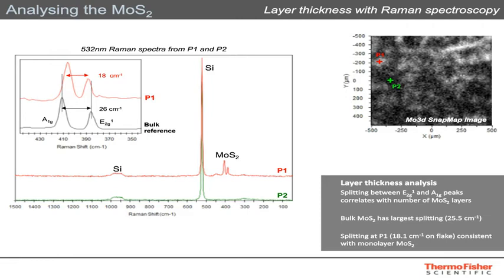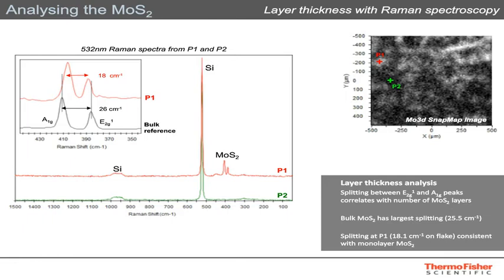The black spectrum shows Raman peaks from a big lump of molybdenum disulfide as a reference. The splitting between peaks in that case is 26 wave numbers. For the spectrum at point 1, however, the splitting is 18 wave numbers, indicating the flake has a single unit layer of molybdenum disulfide. This is information that would be difficult to measure with XPS.